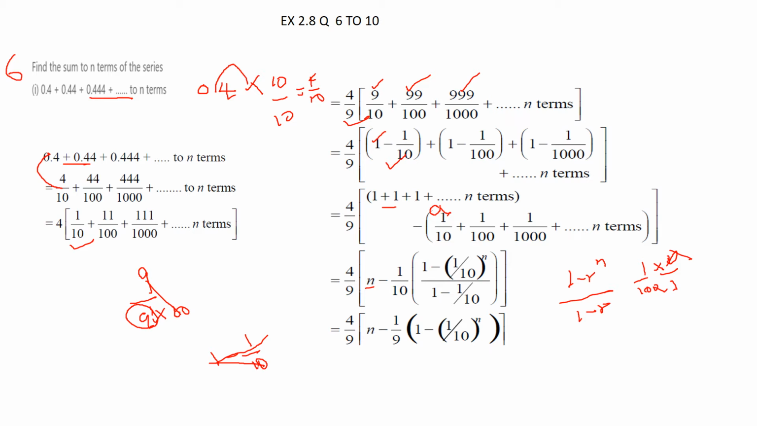Here 1 minus 1 by 10 is 9 by 10. So you write the reciprocal, 1 by 10 into 10 by 9. The 10 and 10 will cancel, so here 1 by 9 will come. So the answer is 4 by 9 bracket of n minus 1 by 9 bracket of 1 minus 1 by 10 whole to the power n.